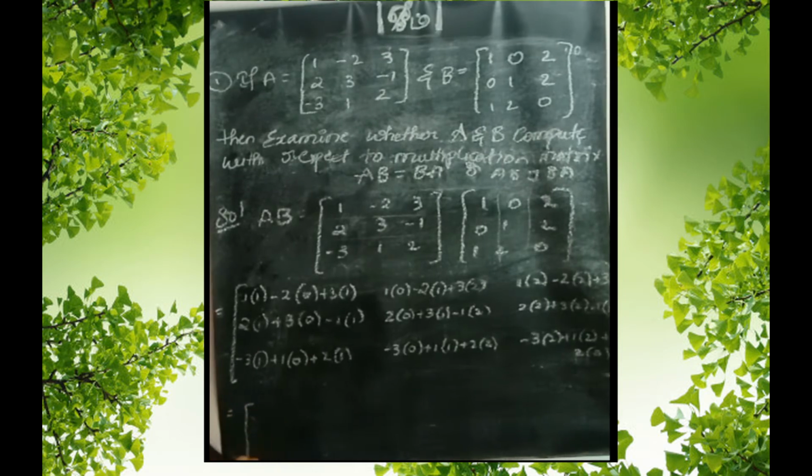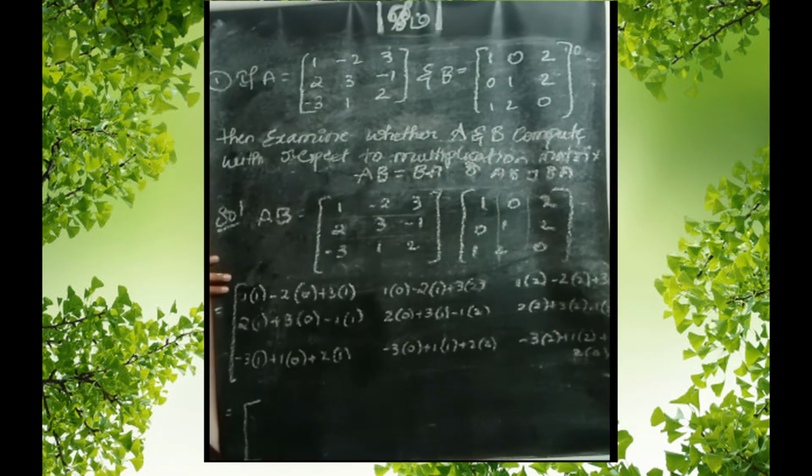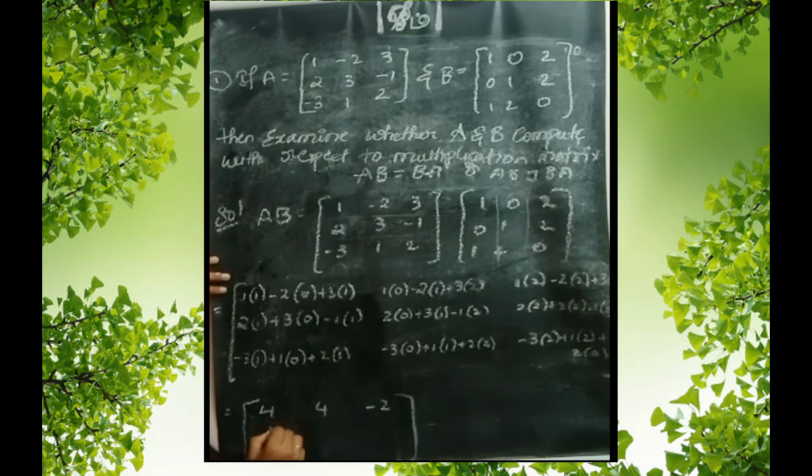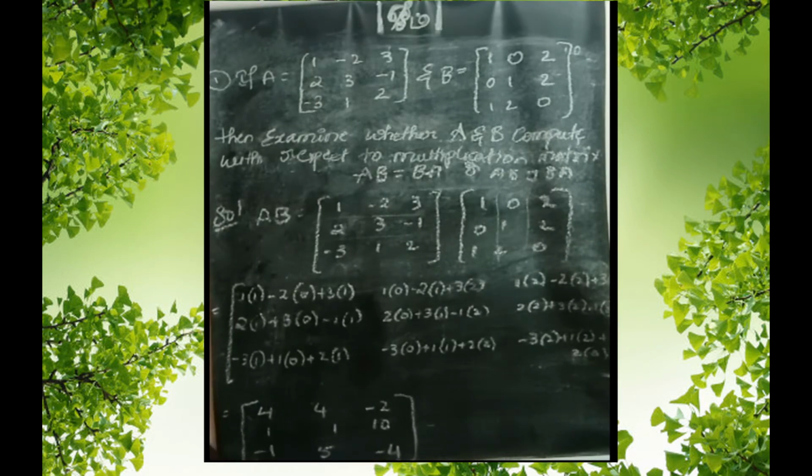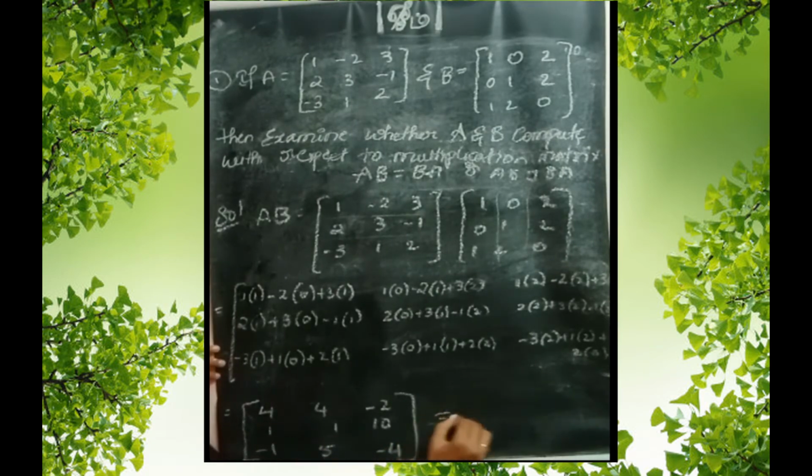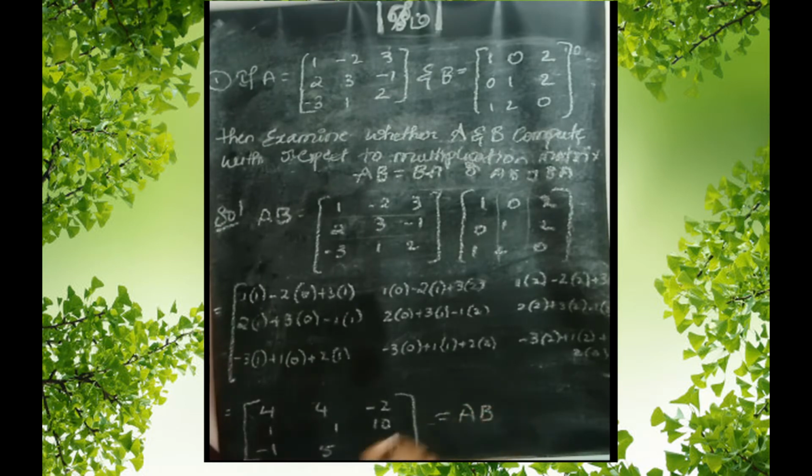Now by doing this we will get 4, minus 2, 1, 1, 10, minus 1, 5, minus 4. Okay, this is the value of AB. Next you do it for BA.